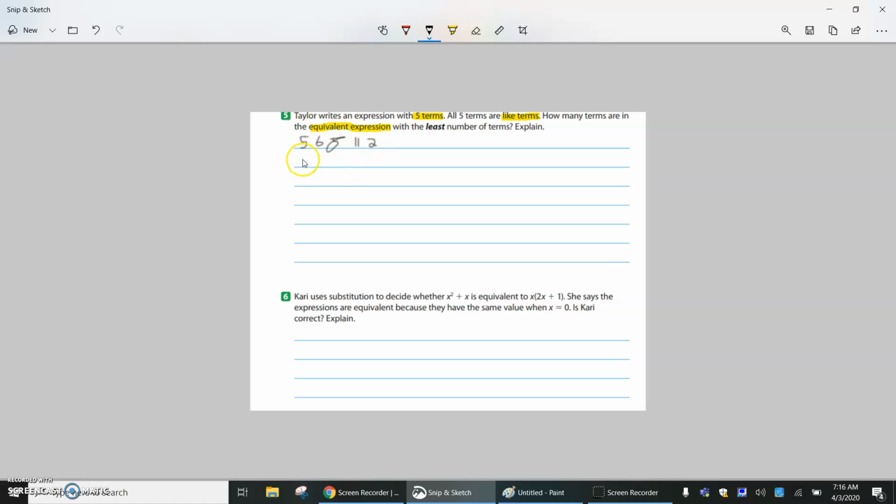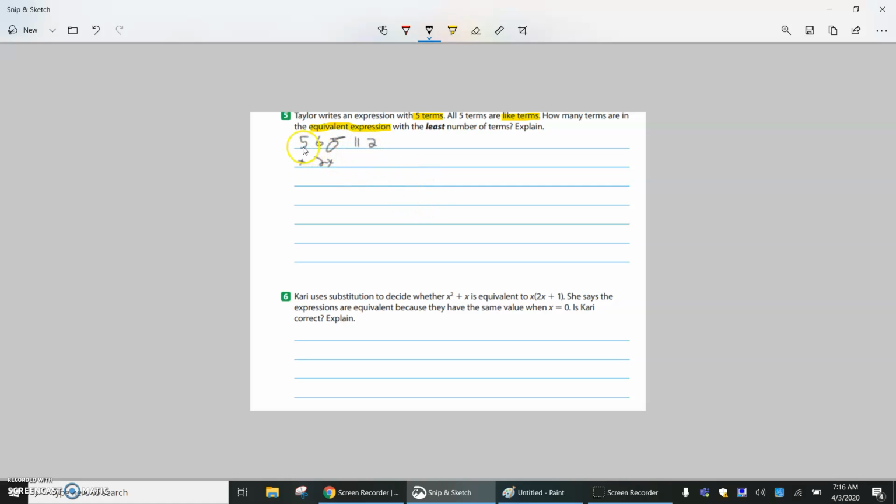You could do this as like x, 2x, 7x, etc. It doesn't matter. It doesn't say what your terms are. It just says that they are like terms. Okay. So if they're like terms, they're all like terms. All 5 terms are like terms. That means that they can be combined. So if I combine all these, how many terms are going to be left?